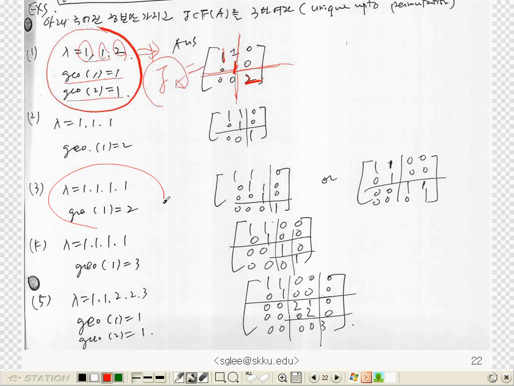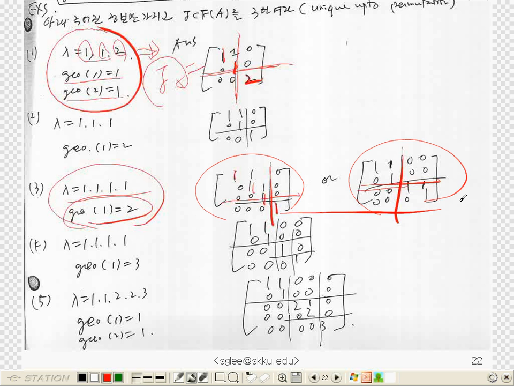For example, here it's a 4x4 matrix. All eigenvalues are 1, so the Jordan canonical form should start with this one. But the geometric multiplicity of 1 is equal to 2. Then we have 2 choices. There are only 2 Jordan blocks in here. So we can have 3x3 and 1x1, or 2x2 and 2x2. That's the only 2 cases. If we give order, then that's the only 2 cases.